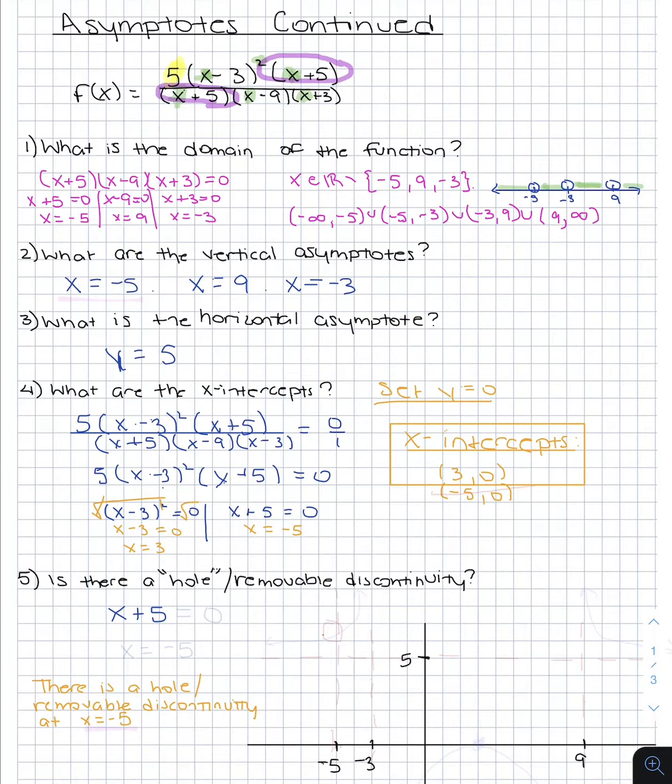That point, if you set x plus 5 equal to 0, you get that x is equal to negative 5. That means that there is a hole or removable discontinuity at x equals negative 5.